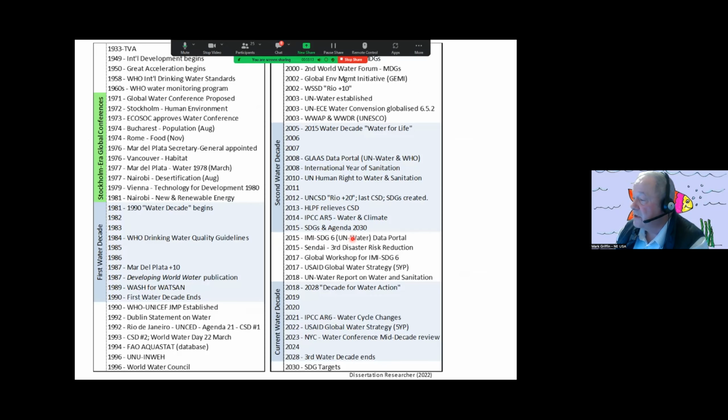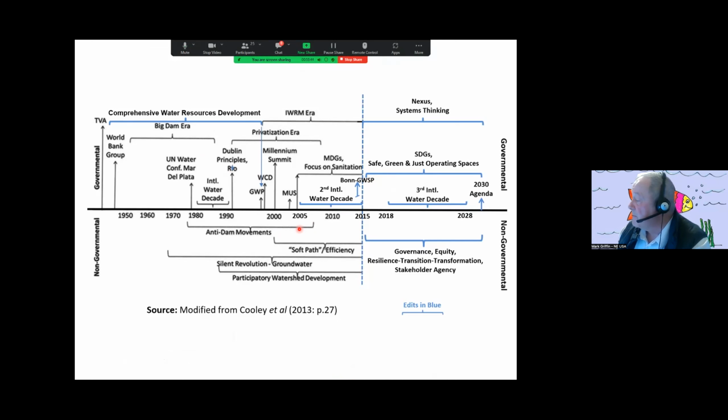Institutional responses, quickly here. There have been 3 water decades and 2 major water conferences, one in 1977 at Mar del Plata, and then there's another one coming up next March. That's the main message. 3 water decades, 2 conferences, a lot of detail, but you can look at it on the slides I sent you. And this is just another representation of that.